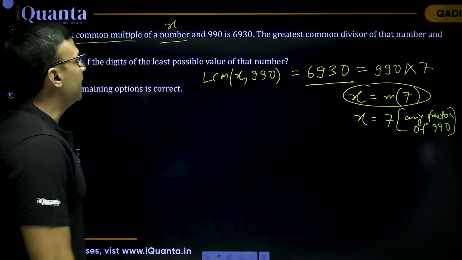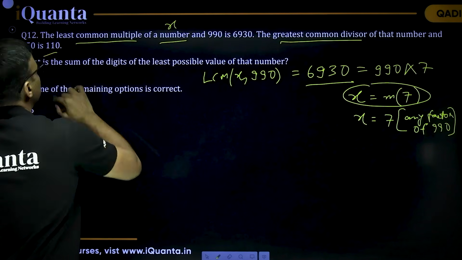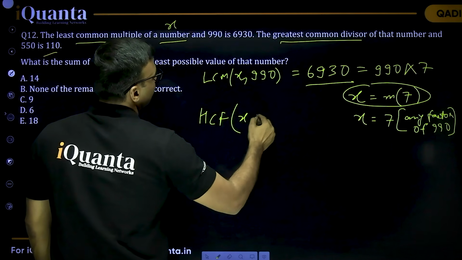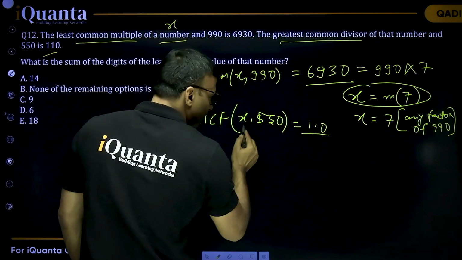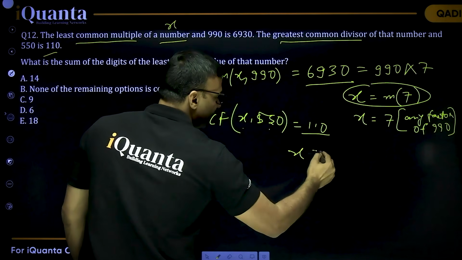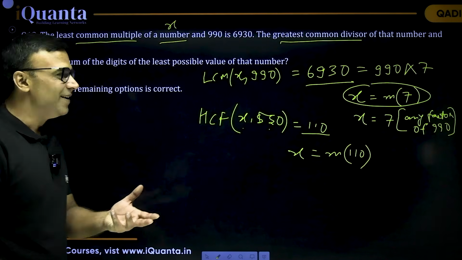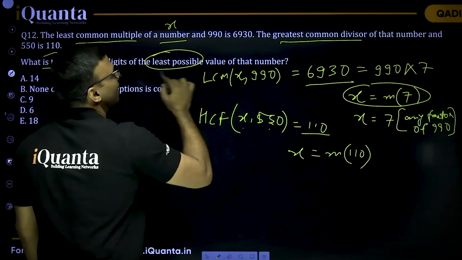That is one part. Similarly, the greatest common divisor, that is HCF of the number and 550 is 110. So HCF of x and 550 is 110. Now HCF is a factor of both. So clearly x has to be a multiple of 110. Now what is the question? Just read carefully. It says, what is the sum of the digits of the least possible value of that number?